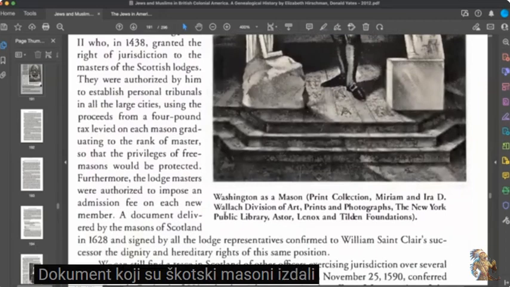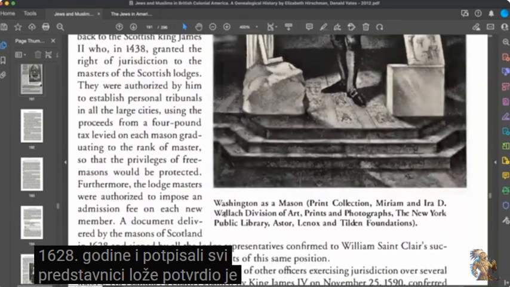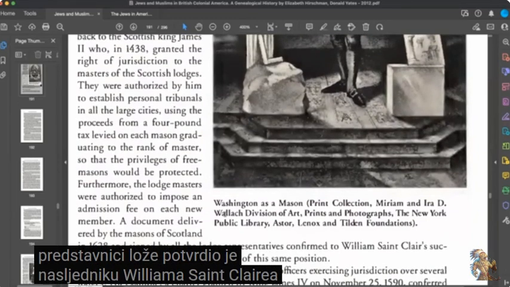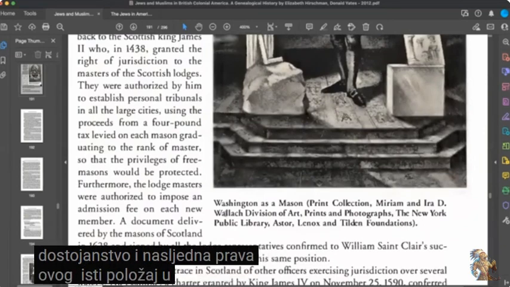Furthermore, the lodge masters were authorized to impose an admission fee on each new member. A document delivered by the Masons of Scotland in 1628 and signed by all the lodge representatives confirmed to William St. Clair's successor the dignity and hereditary rights of this same position.